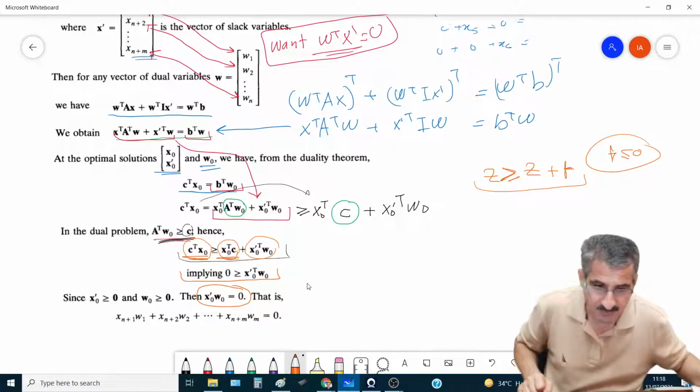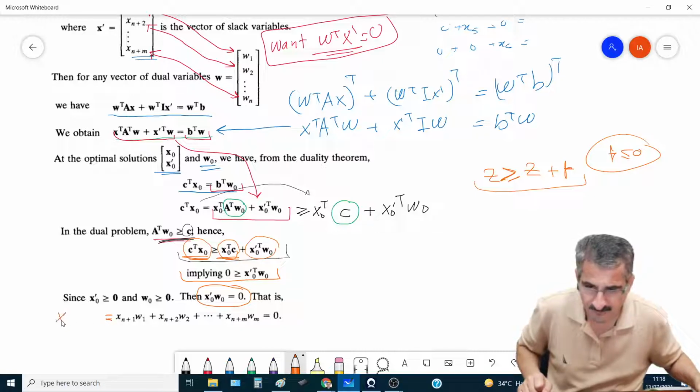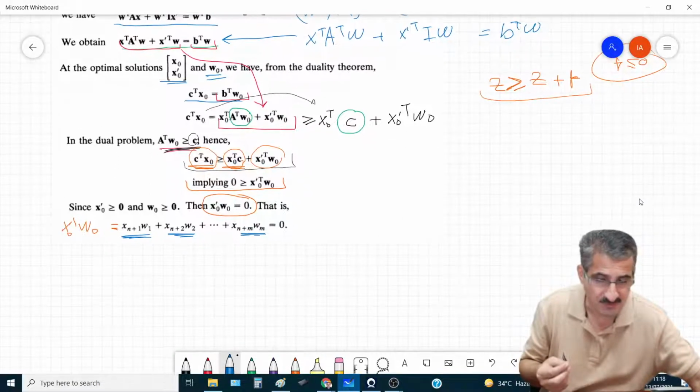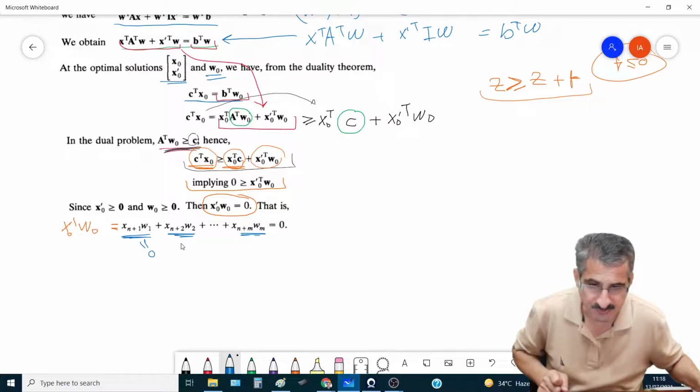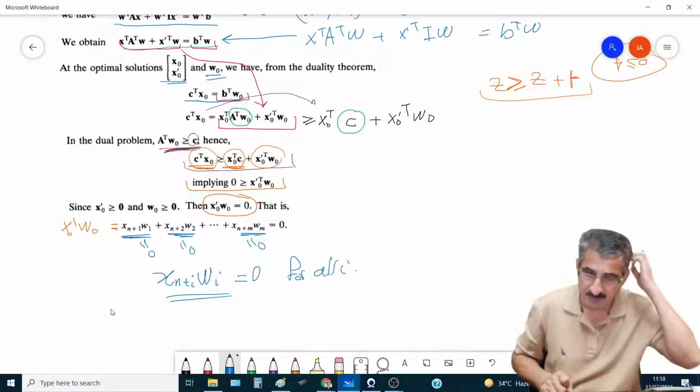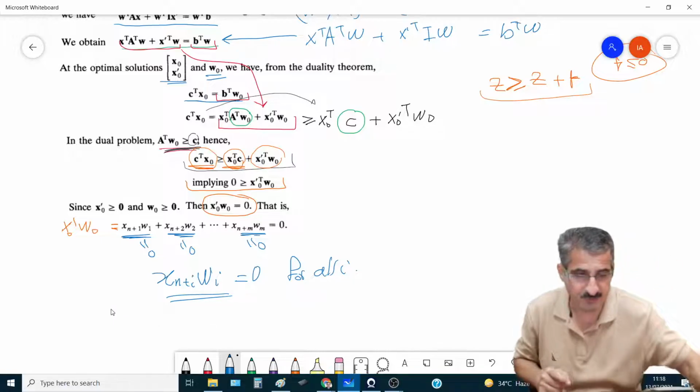Oh, okay. So x naught prime w naught equals 0. And each one of these is non-negative. So we must conclude that each one of these is 0, which means now x_{n+i} times w_i equals 0 for all i, and then we are done. This is what we wanted to show. So either this one is 0 or the other one is 0.